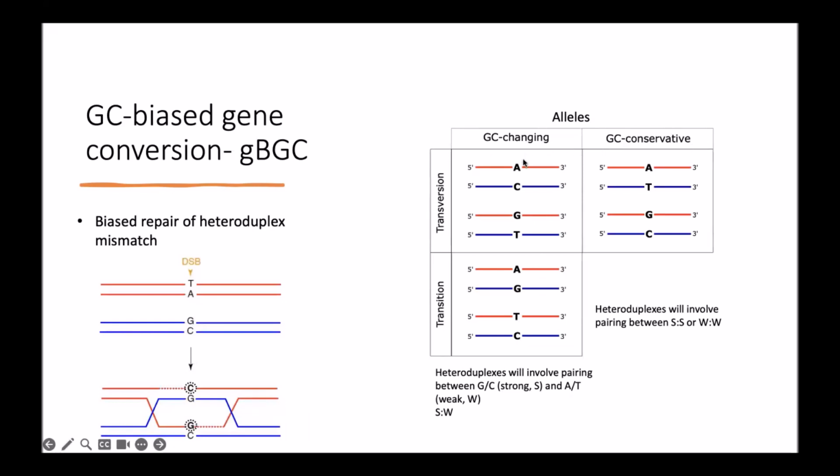GC-changing mutations involve heteroduplex pairing between the C or G and the A or T, which are the strong and the weak bases. And GC-conservative involve pairing between the A and T or the C and G. These are affected by GC-biased gene conversion since the repair system has to choose between the A-T or C-G to fix. That is why they are affected, but these ones are not.